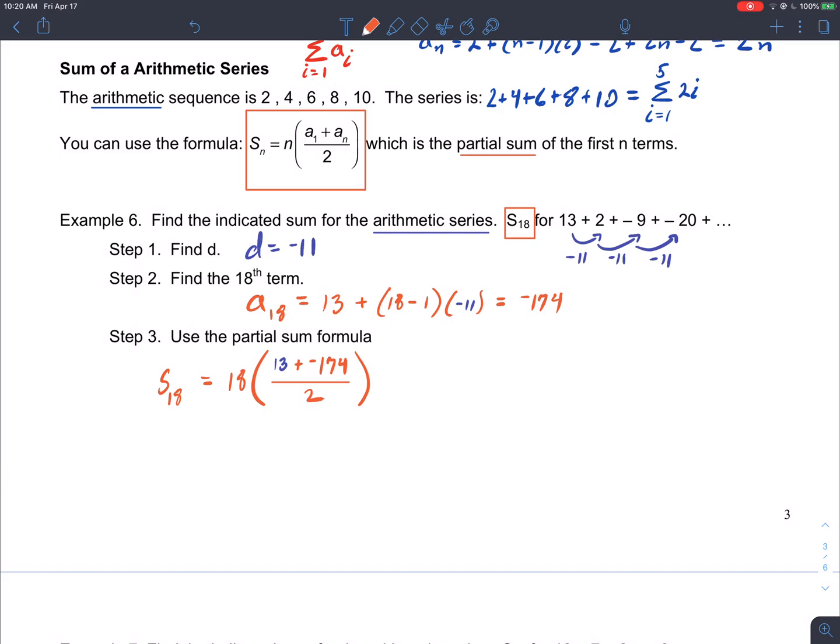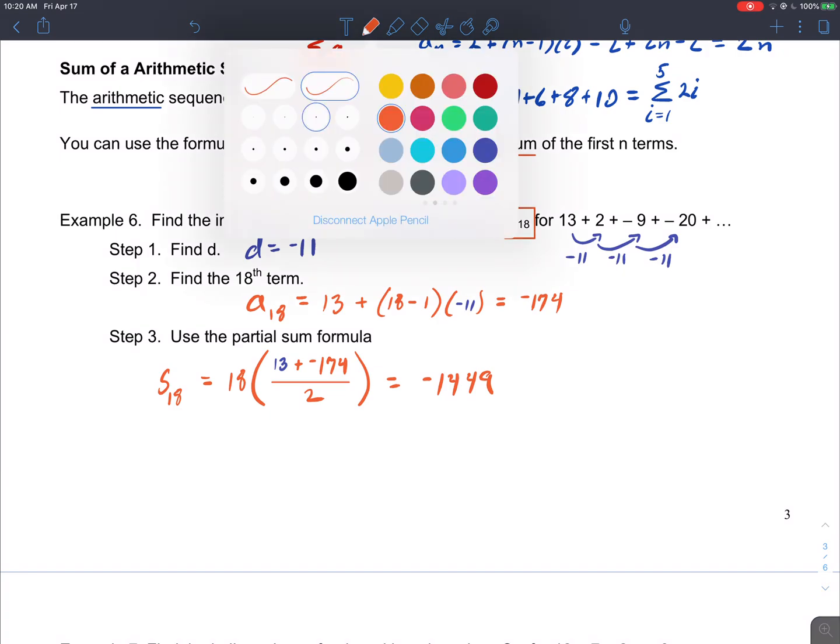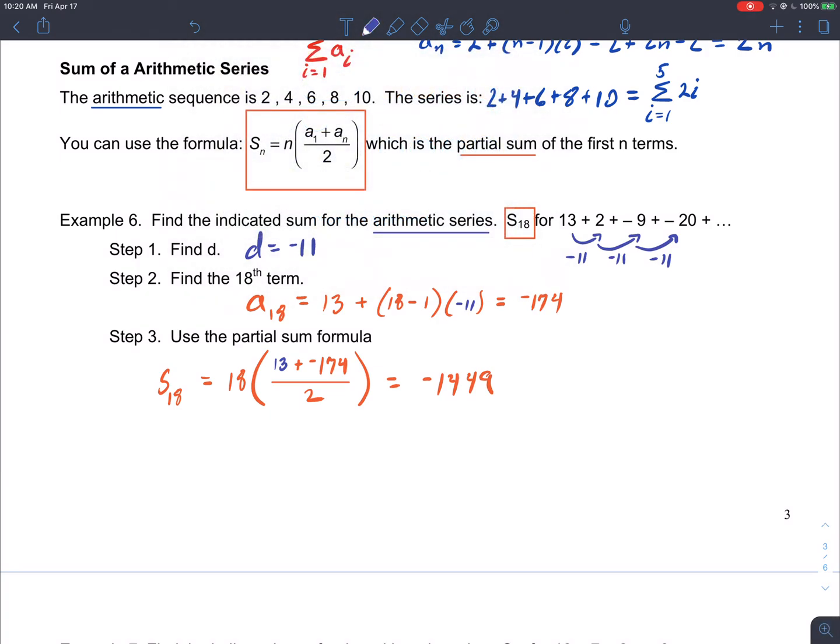All right? Simplify inside the fraction and multiply by 18, and you will get negative 1,449. That is the sum of the first 18 terms of this sequence here. Negative 1,449. All right?